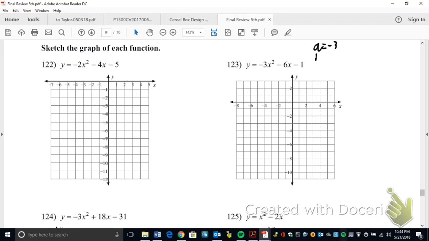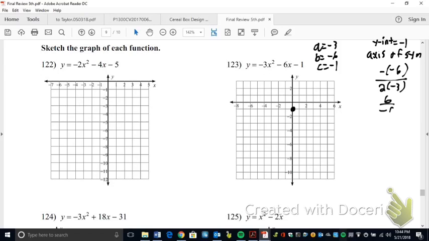Okay, next one, I'm going to do 123. Show you, so we have a equals negative 3, b equals negative 6, c equals negative 1. So our y-intercept is going to be negative 1. Plot that point, our axis of symmetry, negative b over 2a. So we have negative negative 6 over 2 times negative 3. That gives us 6 over negative 6, or again, negative 1. So that's our axis of symmetry.